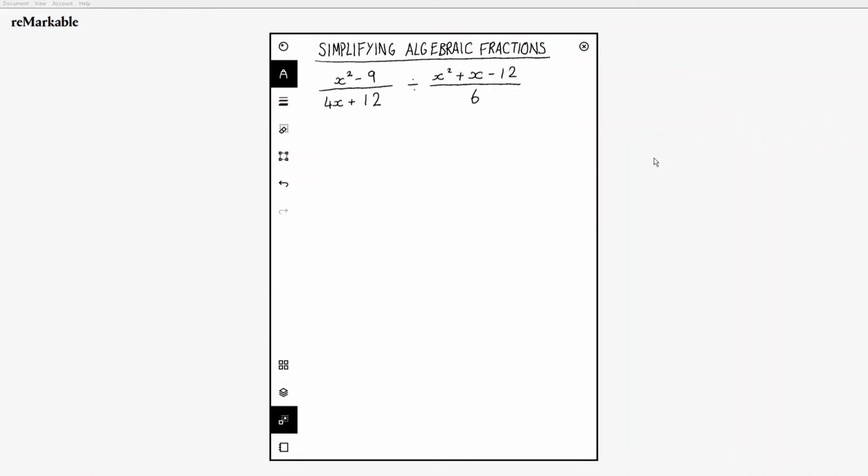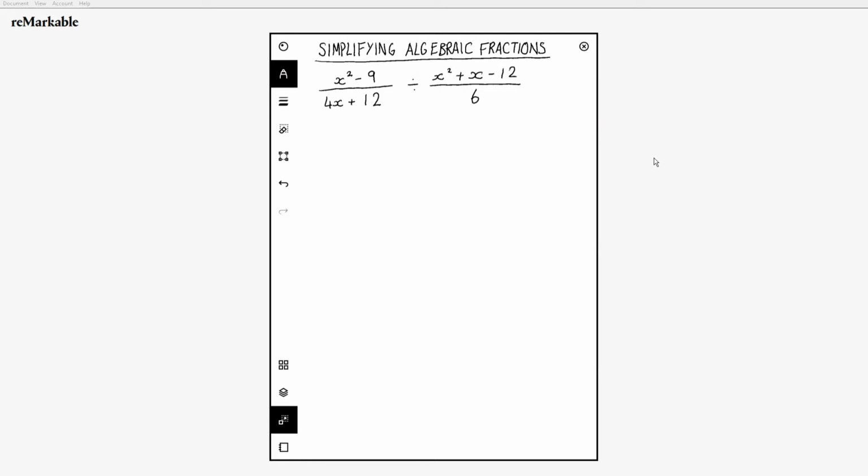Hi everyone. So today we're going to be going over the method of how to simplify algebraic fractions whenever you're either multiplying or dividing them. So it's really a three-step method. If you can remember this, three main steps.